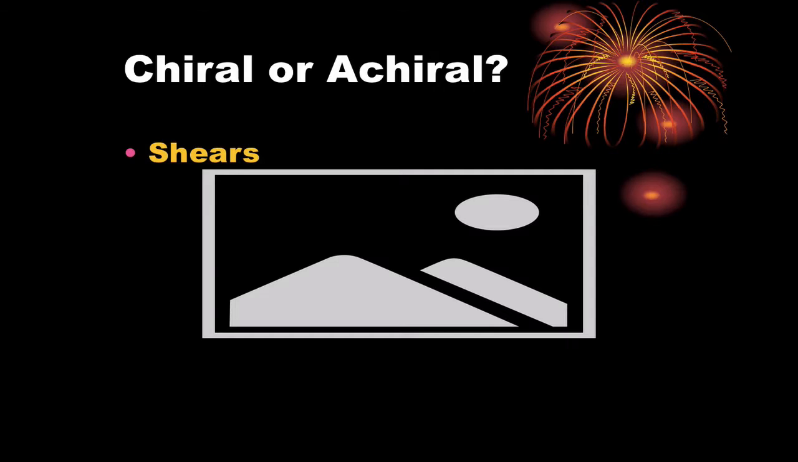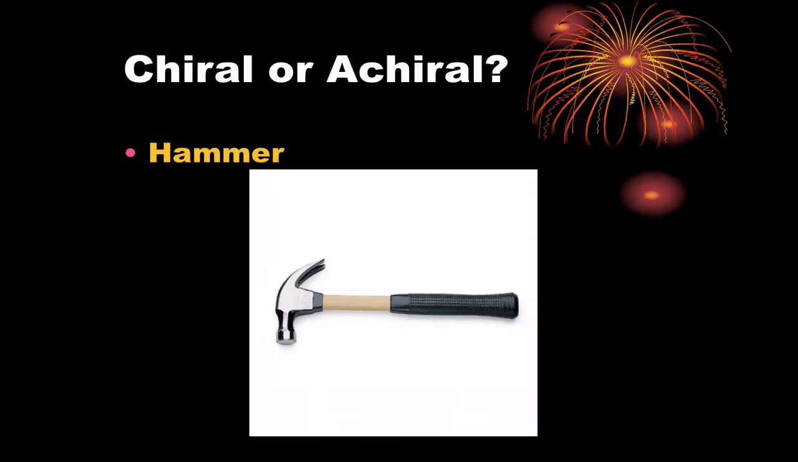Those are achiral. But a good pair of shears, a good pair of scissors, you make them for your right hand and they make them for your left hand, right? So if you go to the left-handed store, you can buy left-handed scissors, right? Most of the time, though, you go to the store, you buy right-handed scissors because more people are right-handed.